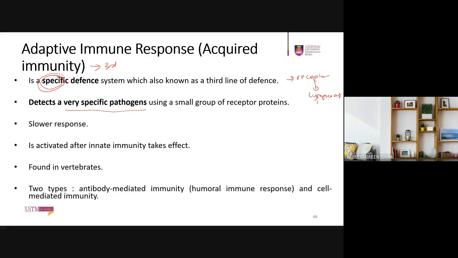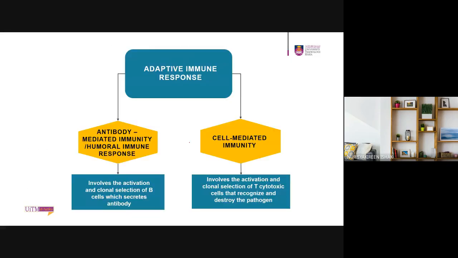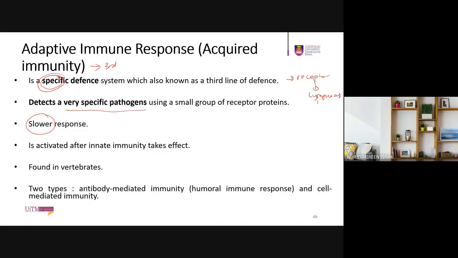Okay, so the response is slower. Kalau innate tadi, first and second line, the response is rapid. But for the third line defense, the response is slower. Itu perbezaan dia. Third line defense is activated after innate immunity takes place. So nampak tadi kena lalu dulu first line defense, second line defense, baru third line defense will take place.